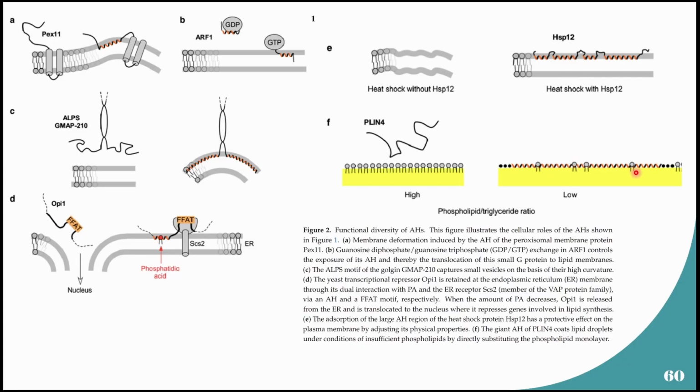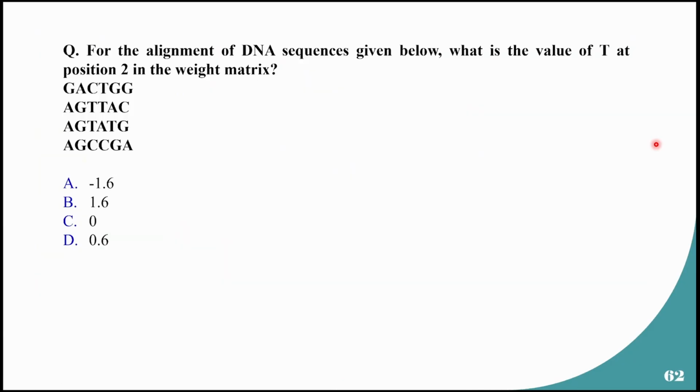So that will maintain the structural integrity. There are some instances where it's quite useful to have an amphipathic set of amino acids in your protein structure.